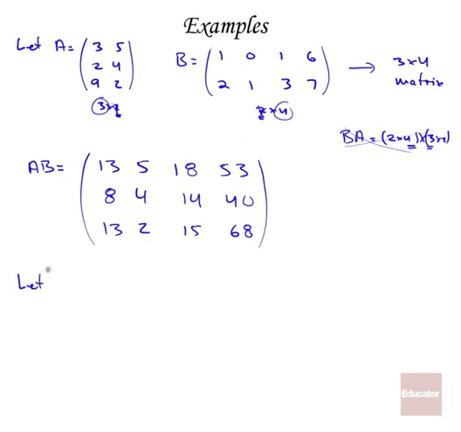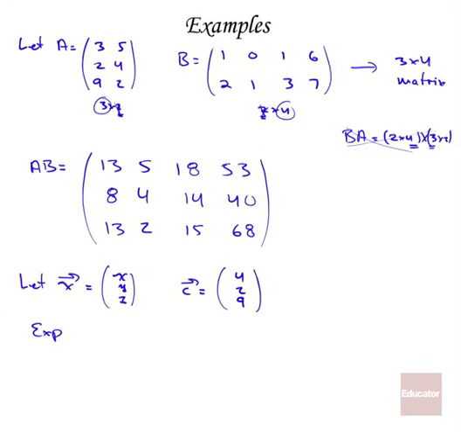Now, let's let the vector x equal x, y, and z. And let's let the vector c equal 4, 2, and 9. Now, we want to express Ax equals c as a linear system and as an augmented matrix, both.